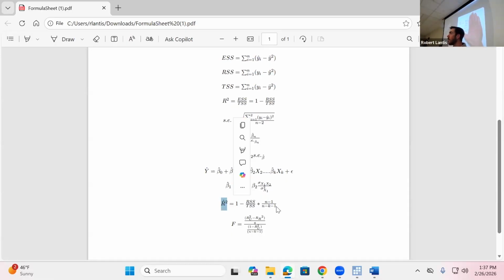If this was 1, what would my adjusted R squared be equal to? Just R squared. So as I increase n, not only is my adjusted R squared going up, but it's getting closer and closer to the actual R squared, or the difference is going down. In fact, what will always be true? My adjusted R squared will always be less than my R squared.